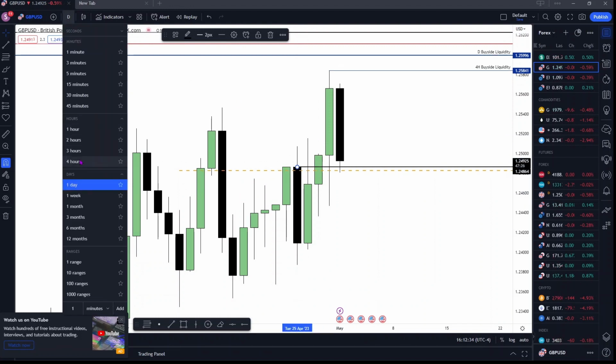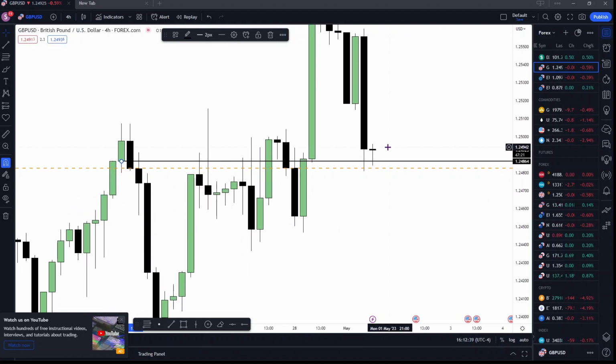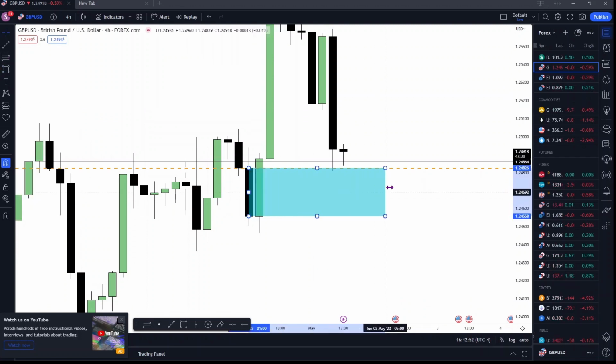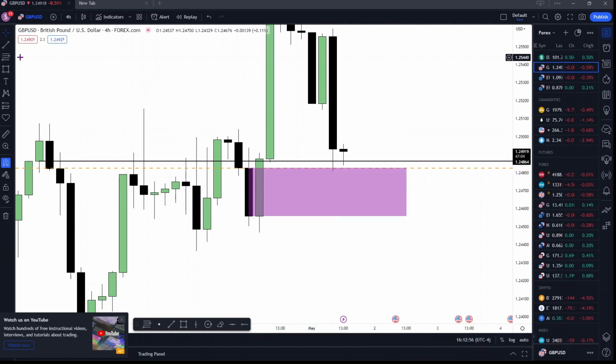So we'll drop down to the 4 hour. And you can see the levels a little bit more clearly. Here's the 4 hour order block. As you can see, we traded down to that. And what I am going to do is I am actually going to mark this out like so. Make that purple, and I'm going to mark the 50% level off it. 1.24692.